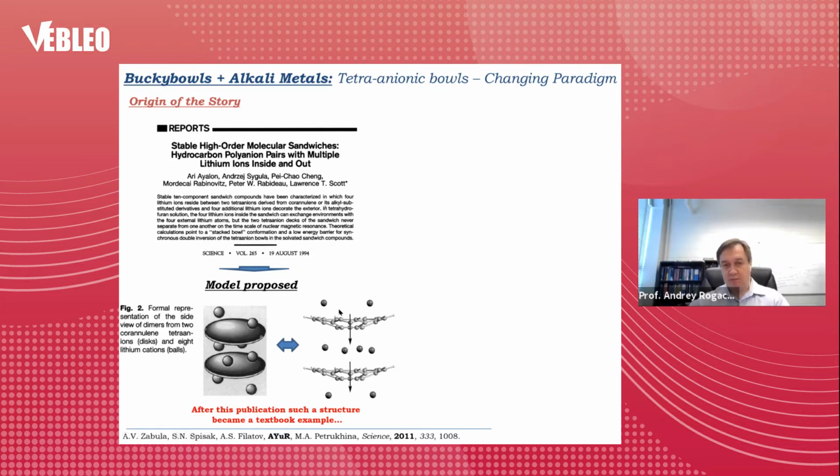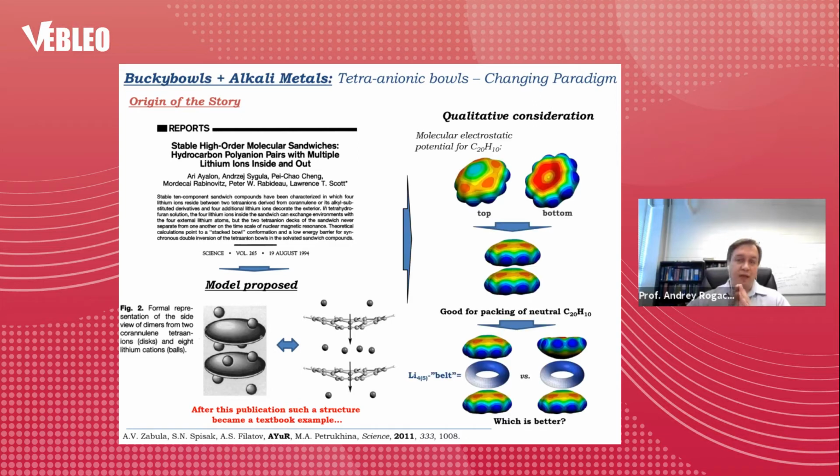After this publication, such a structure became a textbook example. You can find it in many organic and organometallic chemistry textbooks. But if you go further and consider qualitatively the electronic structure of these systems, especially when you add more electrons to them, this type of arrangement is good for packing neutral corannulene molecules. But what happens if you add highly positively charged lithium cations in between? Which one is better: endo-endo, exo-endo, or two exo sandwich-like aggregates?